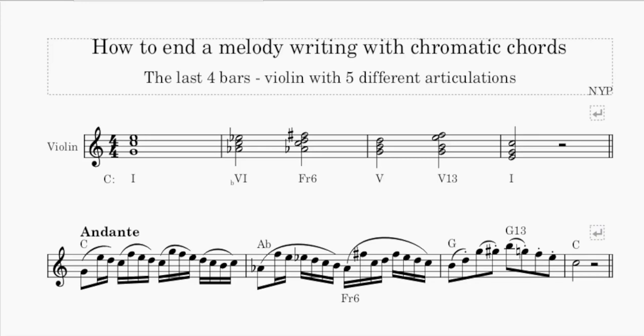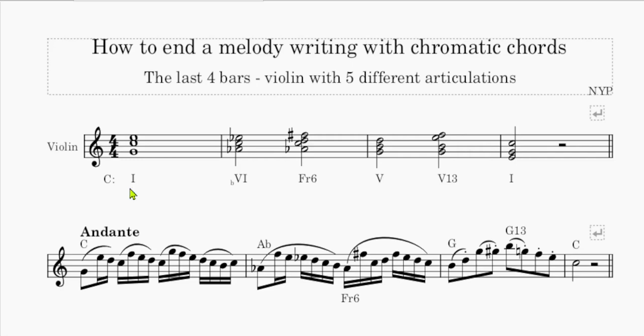In this video, I'm going to show you how to end a melody writing with chromatic chords. I will take the last 4 bars of a 12-bar melody for violin as an example, and the outcomes will sound more chromatic and colorful. Take note that there are 5 different articulations for your reference. If you are running out of ideas in the exam, you may try one of those.